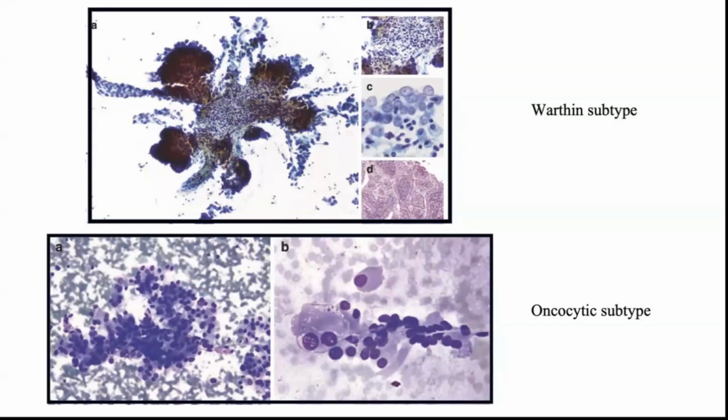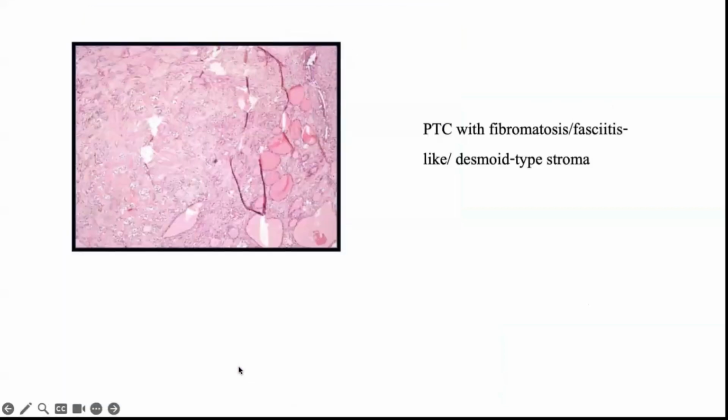The oncocytic subtype was already discussed. They have nuclear features of PTC with abundant granular oncocytic cytoplasm and papillary and solid architecture with lymphocytic infiltrate. PTC with fibromatosis fasciitis-like desmoid type stroma is a very rare type of tumor. It may be confused with squamous type or anaplastic thyroid cancers, but there are no mitotic figures, and nuclear features of PTC are present with dense desmoid type stroma.